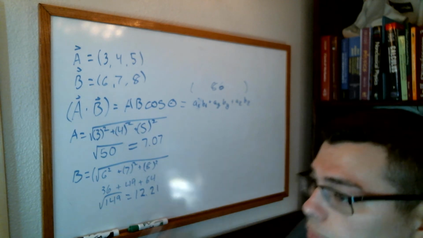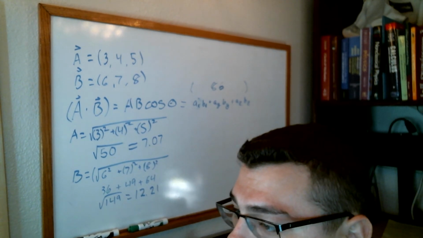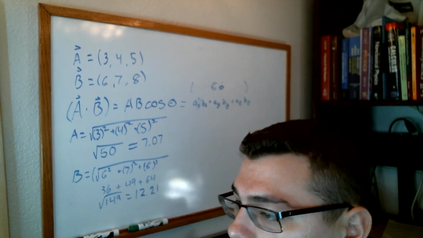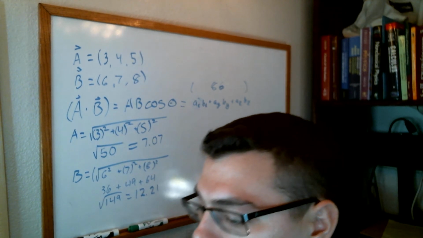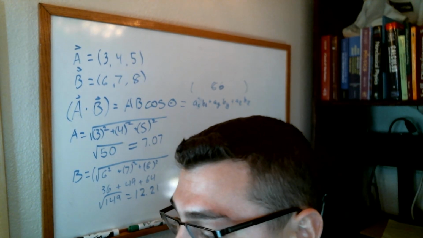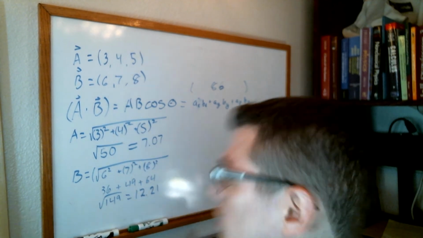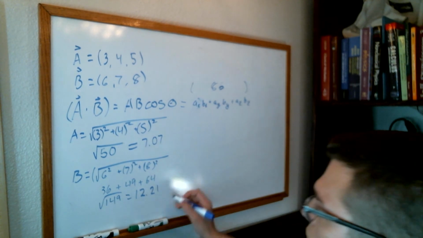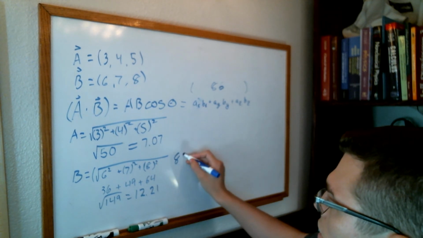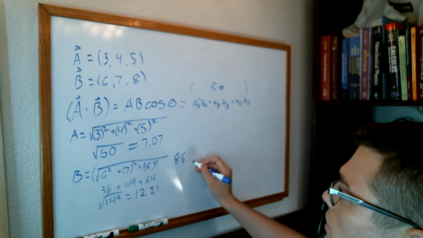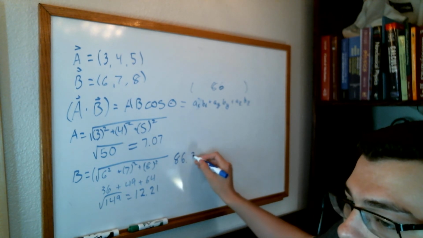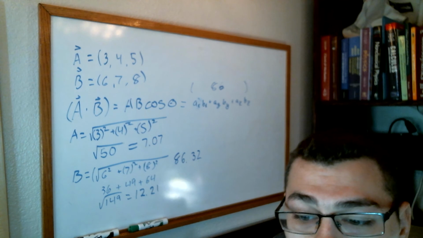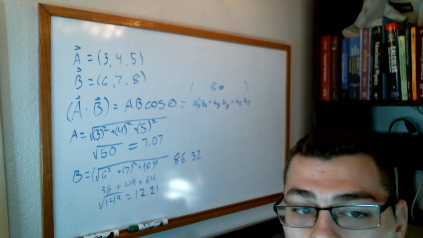Okay, so now we just have to multiply those together. Give me one moment to do that, and so we have 7.07, and so that'll actually give us 86.32.